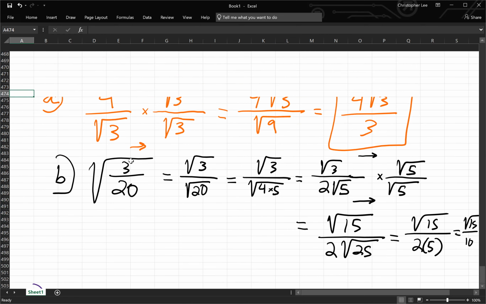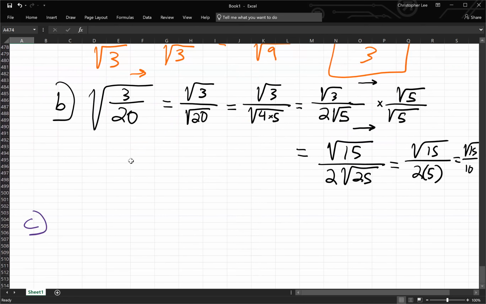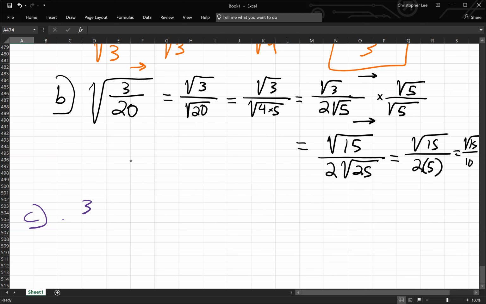C looks like it might be a little bit harder, right? Because it got an X, but it's not. The first one was the hardest. It looks like it's harder, but it's not.